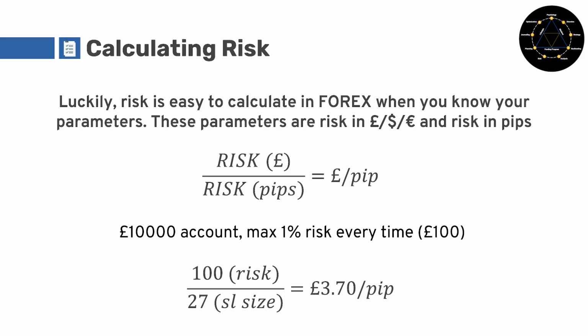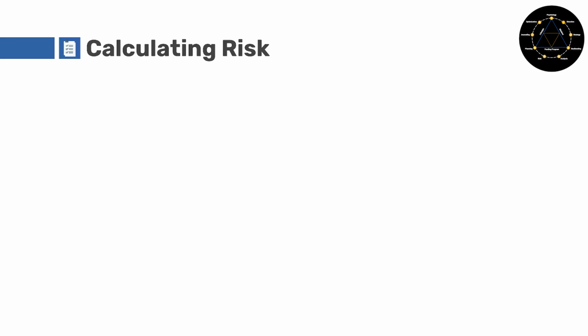So you know that for every single pip that the market goes up and down, you will gain or lose £3.70. Of course, the market is priced in pipettes, so technically every tenth of a pip is going to be a tenth of that. But overall, we're really looking at it in pip values because that's the main denominator.